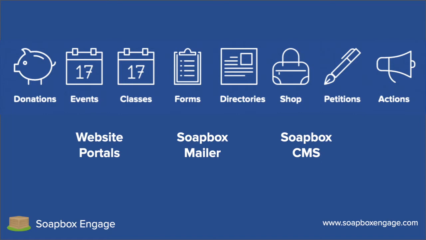We've got an e-commerce app called Shop that allows you to sell widgets and wares, subscriptions, memberships, and more, all online. We've got our Petitions app that will allow you to collect signatures online in support of your cause or advocacy. And the Actions app, which is our other advocacy app that allows your site visitors to send messages directly to decision makers. We've got our Website Portals feature that allows you to grant user login access to visitors that gives them a personalized experience of your Soapbox Engage instance and opens up some superpowers of all these other apps in interaction with those logged in users.